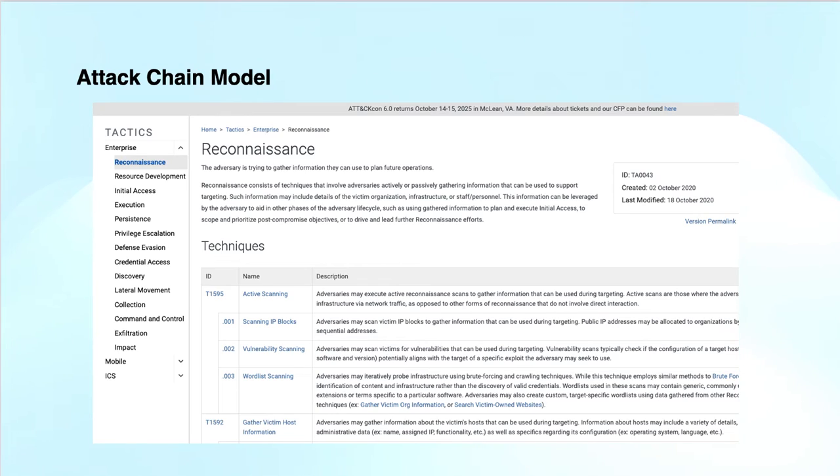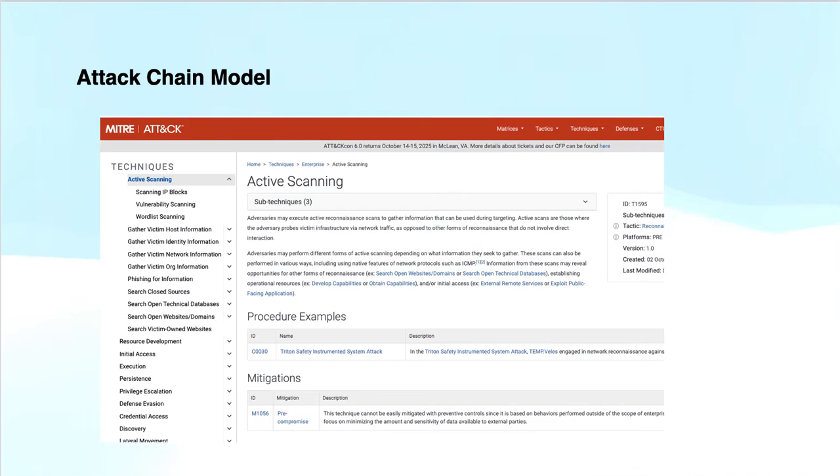At the MITRE ATT&CK website, here you will see the tactics that are used in enterprises. You will see the category that shows you the tactics. There are many tactics, each with a tactic ID. For instance, if I talk about the stages, reconnaissance was the first one. In this tactic, we have many techniques. These techniques are like active scanning, scanning IP blocks, and vulnerability scanning. For these techniques, there are procedures. These procedures can be these.